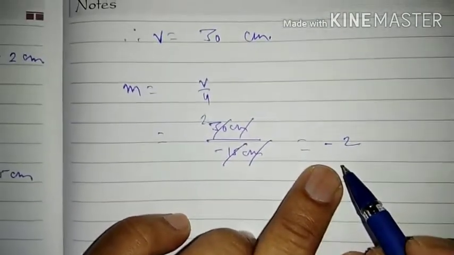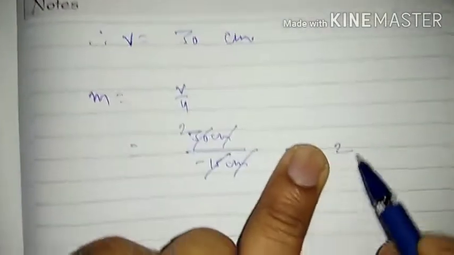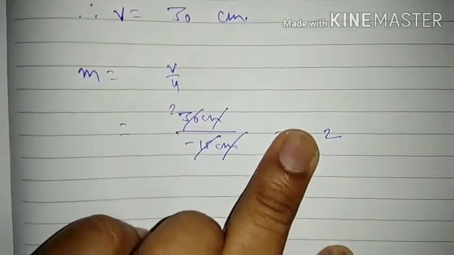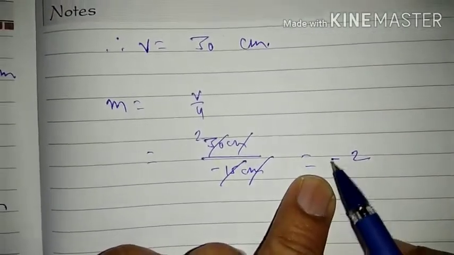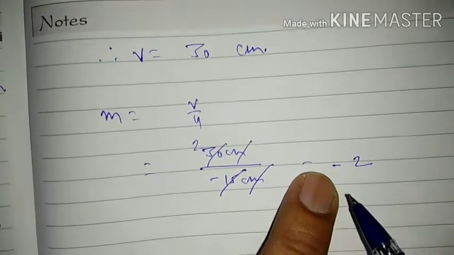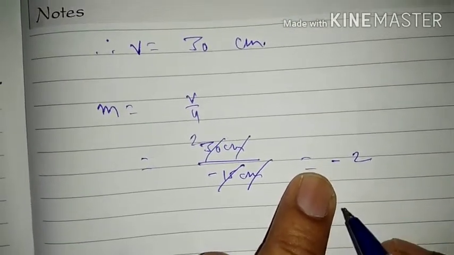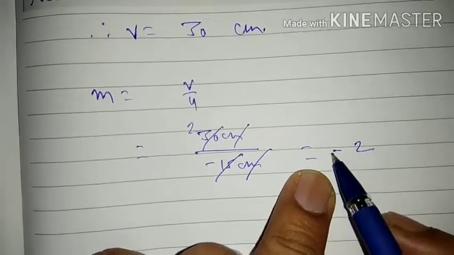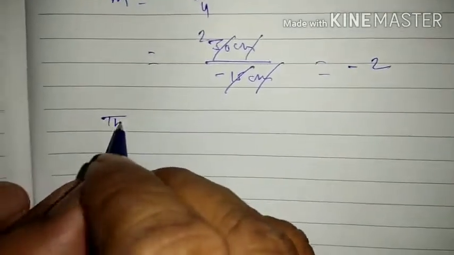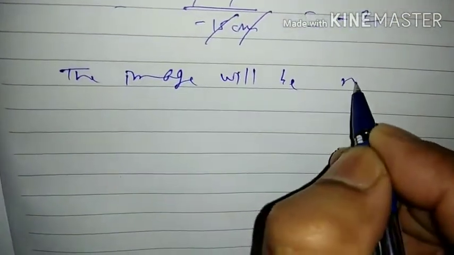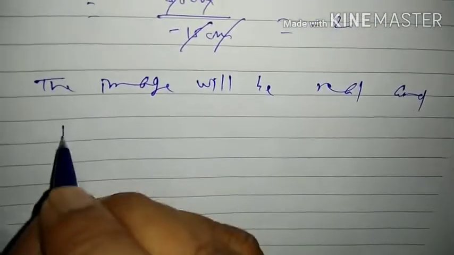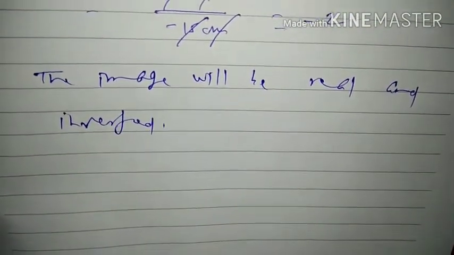Here the negative sign of magnification indicates what? The nature of image is real and inverted. But the numerical value is 2, so the size of image will be 2 times. For magnification, the sign positive or negative just indicates the nature. Here sign of magnification is negative, so the image will be real and inverted.